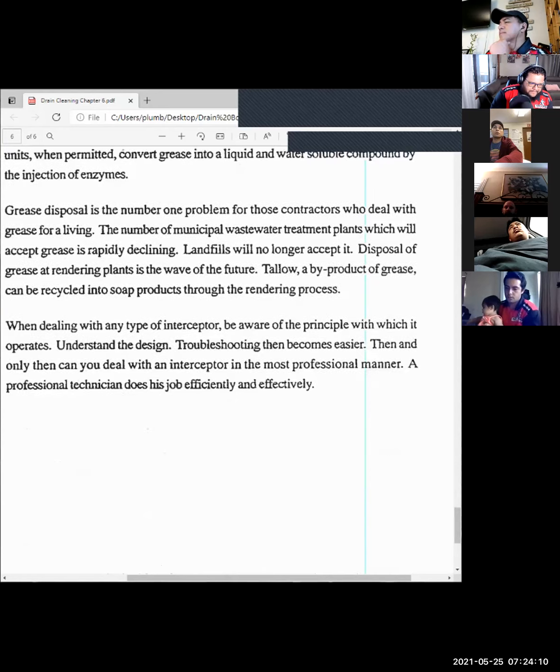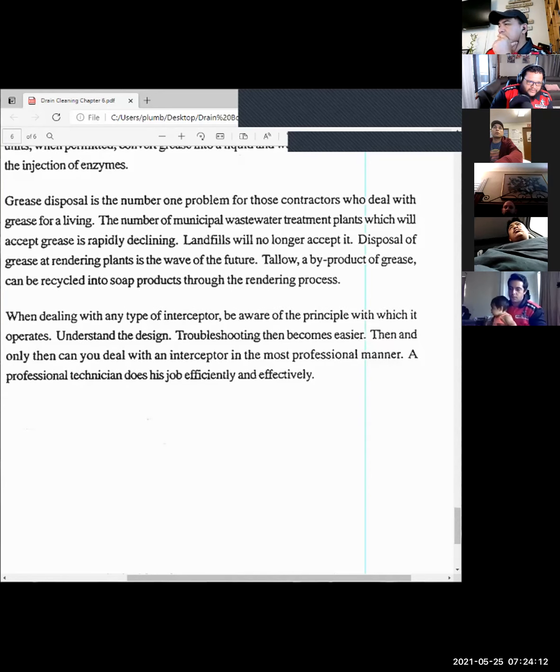When dealing with any type of interceptor, be aware of the principle with which it operates. Understand the design, and troubleshooting then becomes easier. Then and only then can you deal with an interceptor in the most professional manner. A professional technician does his job efficiently and effectively.